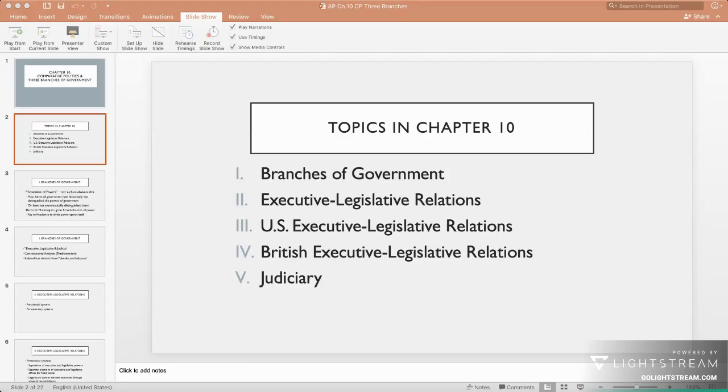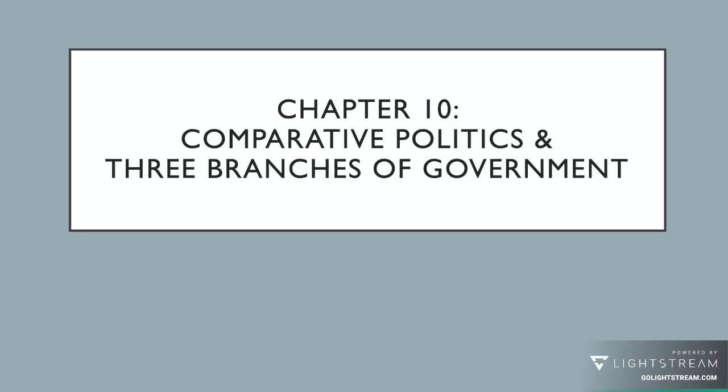All right, you should be able to see the first screen of the PowerPoint, Chapter 10, Comparative Politics and Three Branches of Government. So this chapter, as you know, is a continuation of our discussion of comparative politics. If you don't remember what comparative politics is, it might be good to pause the video and refresh your memory through your notes or the textbook. But we'll be talking about the three branches of government, particularly in this chapter.